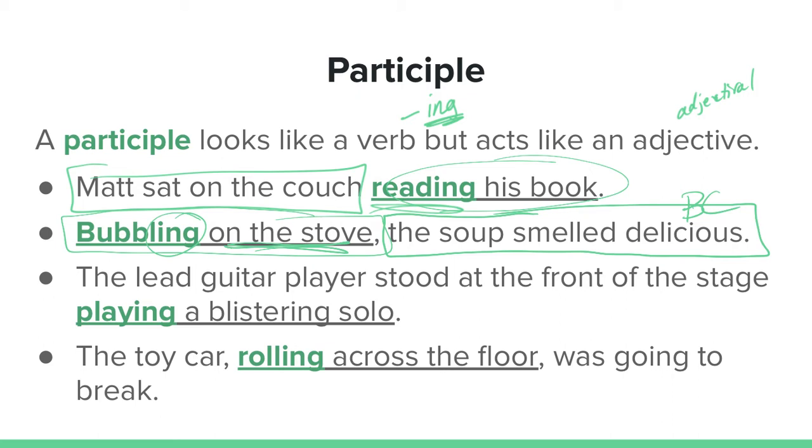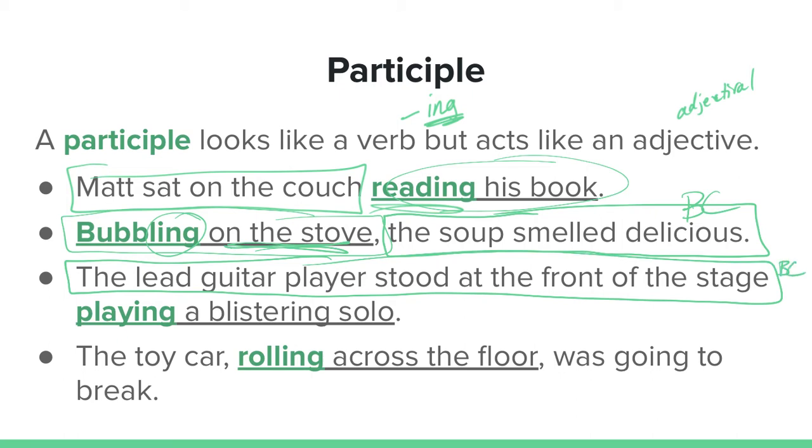This one, the lead guitar player stood at the front of the stage, would be your base clause. Playing, with the ing, is your participle, adding your whole adjectival step. The lead guitar player stood at the front of the stage, playing a blistering solo. You can also add the adjectival step to the middle. The toy car, rolling across the floor, was going to break. There's your participle and your adjectival step added to the base clause in the middle. So that's how you use a participle to add an adjectival step.